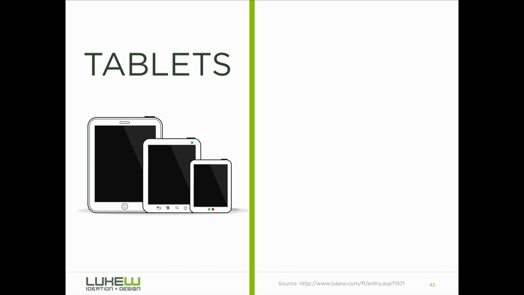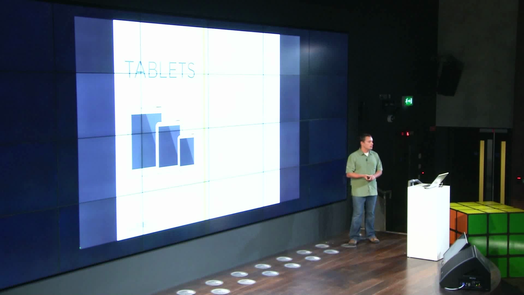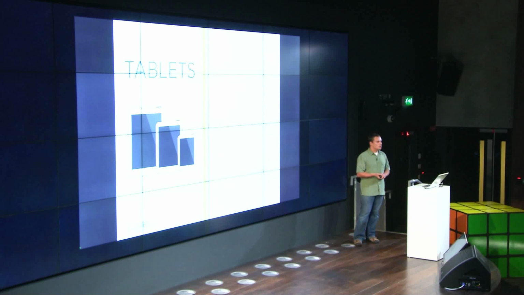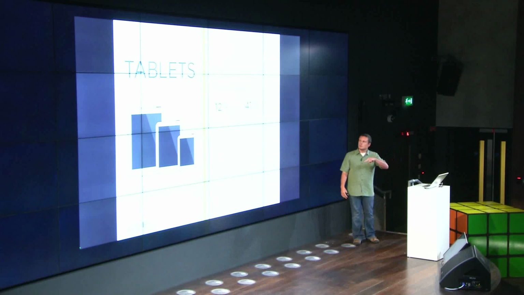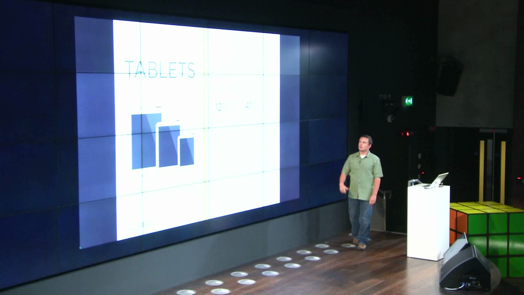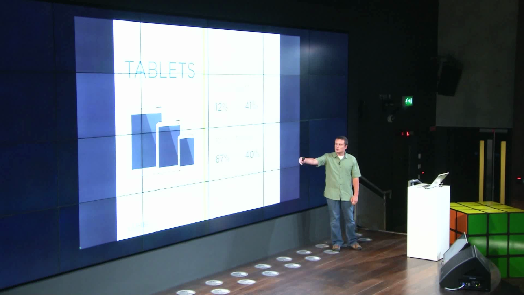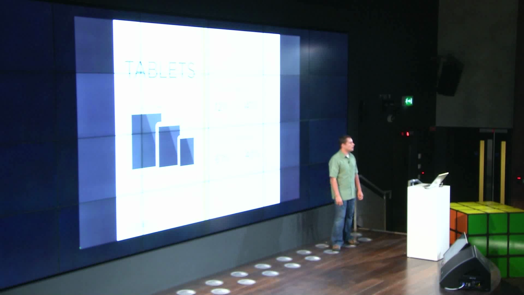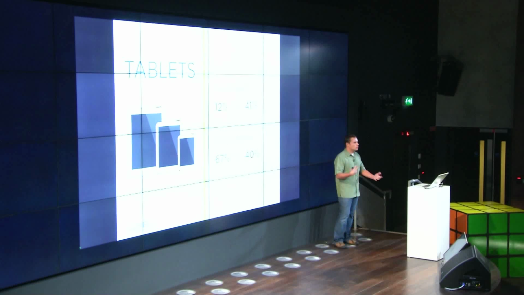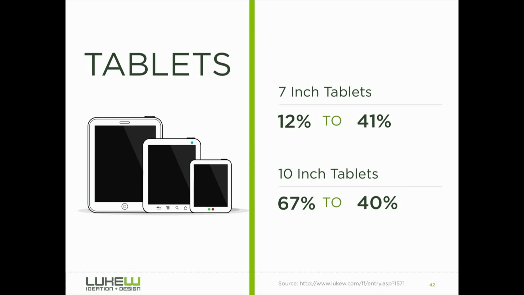Now people ask about tablets a lot. Are they mobile? What's going on in that area? What's been really interesting with tablets is the market changes very, very fast, because we went from a world where 7-inch tablets used to be 12% of the market. Now they're about 41%. And 10-inch tablets, where they used to be about 70%, are now down to 40%. So really quickly there's been this swing, where smartphones have been getting bigger, tablets seem to be getting smaller. Maybe they'll converge at some magic number.